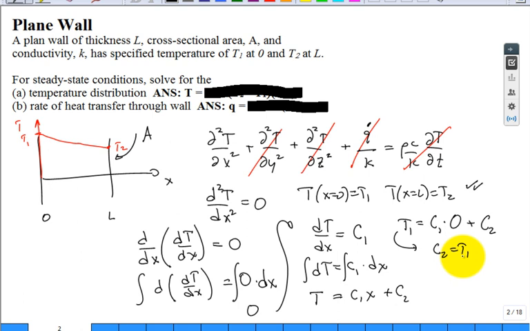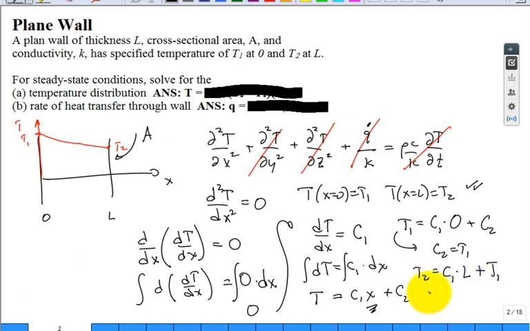And then we go to the second boundary condition. And so we say the temperature at x equal to L is equal to T2. So T2 is equal to C1. Hey, I still don't know C1, but it's multiplied by x in my general equation, and I'm substituting x equal to L. And then it's plus C2, but since I already solved for C2, let's put T1 for C2. Maybe I'm skipping a step or two. You go slower if you need to.